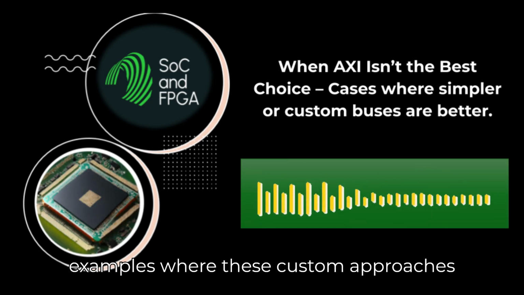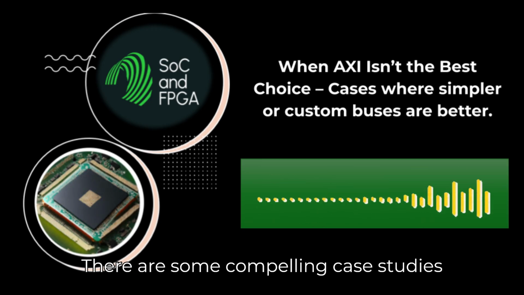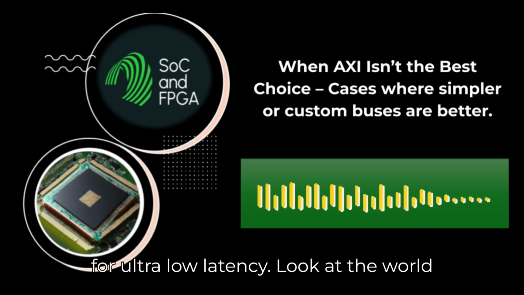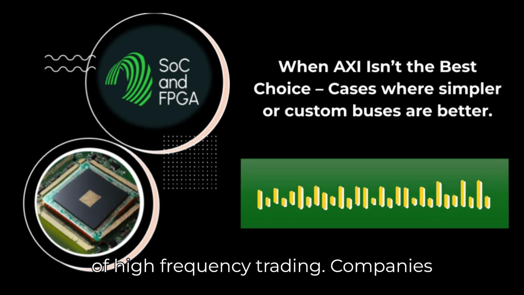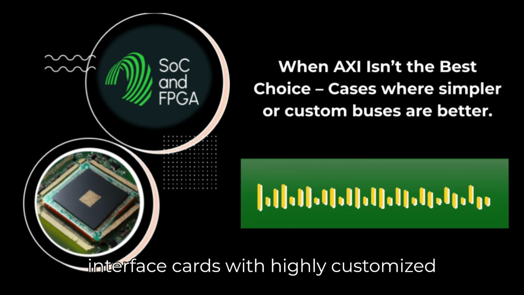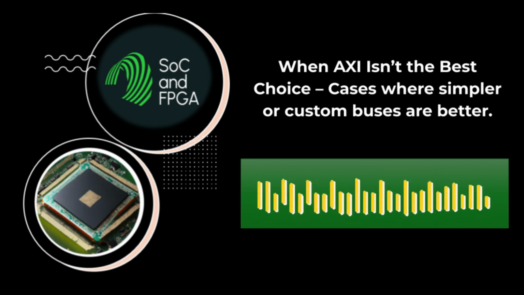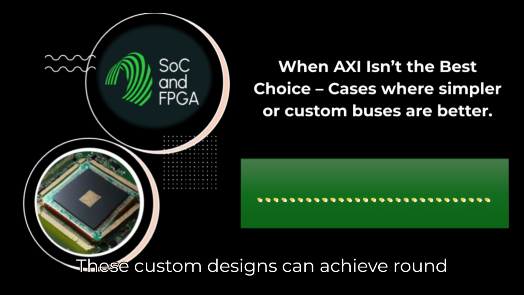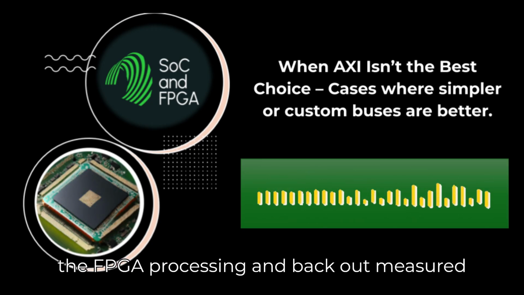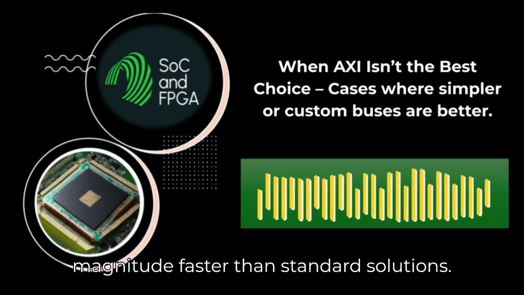Can you share some real-world examples where these custom approaches really made a difference? Absolutely. There are some compelling case studies. For ultra-low latency, look at the world of high-frequency trading. Companies develop specialized FPGA-based network interface cards with highly customized Ethernet MAC and PHY logic. These custom designs can achieve round-trip latencies from network wire through the FPGA processing and back out measured in mere tens of nanoseconds, orders of magnitude faster than standard solutions.